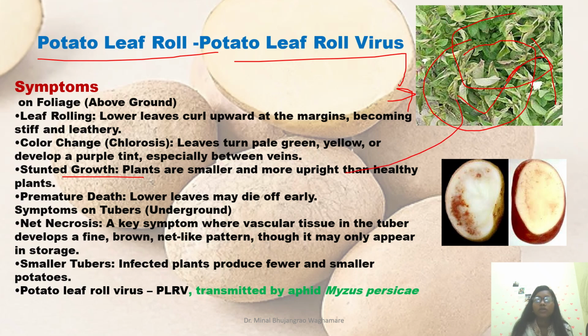Coming to the tuber infection, we can see that net necrosis occurs inside the tuber. We can see a fine brown net-like pattern appear on the tubers, and such tubers are reduced in size. Their size is not much like a normal tuber. With this, the infection of potato leaf roll is also transmitted by the vector, that is aphid, Myzus persicae.